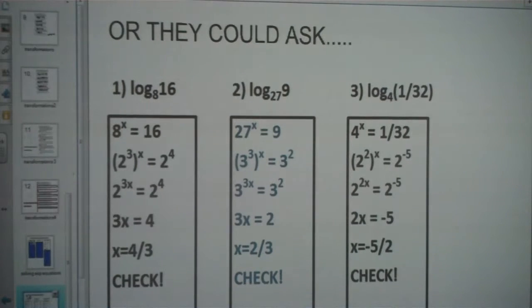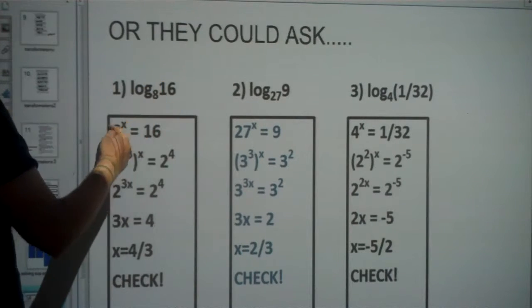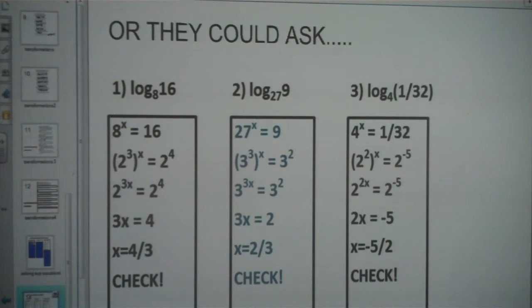Now those same questions I've just asked you, another way they could actually ask you that question is, what is log of 8 to 16? Because what you'd actually say is like last lesson, left, right, middle, 8 to the power of something is 16. So just another way they could actually ask that question.